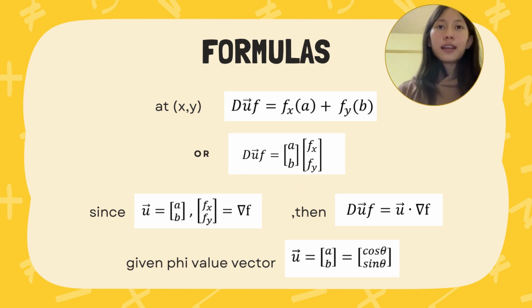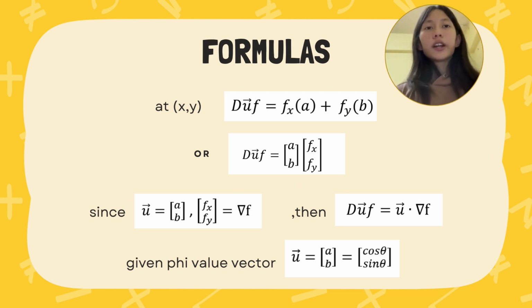Since vector ab is equal to vector u, and the vector of fx and fy is equal to nabla f, this symbol is called nabla, which is the vector of partial derivatives fx and fy, then we can also write D_u f equals vector u dot nabla f of the function f(x, y). And sometimes in the question, we're not given the numerical components a and b for vector u, but instead we're given a theta value or pi value. We can find the values of a and b by using cos theta for a and sin theta for b.